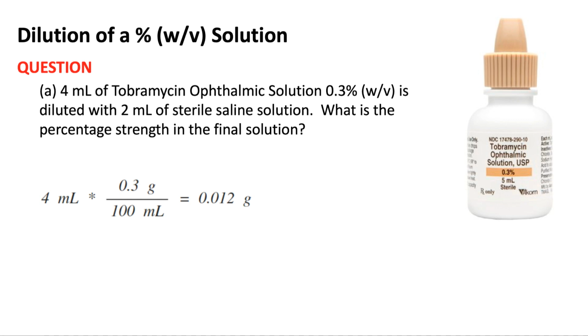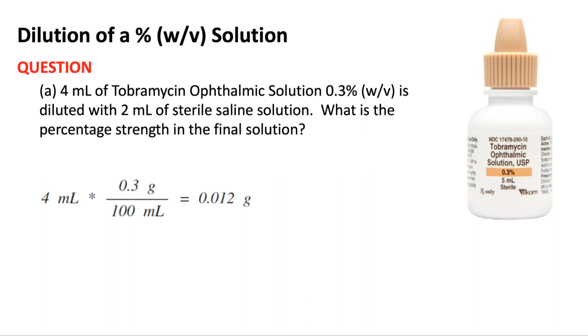0.3 grams of tobramycin over 100 milliliters. That's the whole point. We said 0.3% weight per volume. The weight is in units of grams. The units of volume are in milliliters. And since it's a percent, it would be over 100 milliliters. So now the units of milliliters cancel when we multiply. So we take 4 times 0.3, divide it by 100, and your final answer would be 0.012 grams of tobramycin.